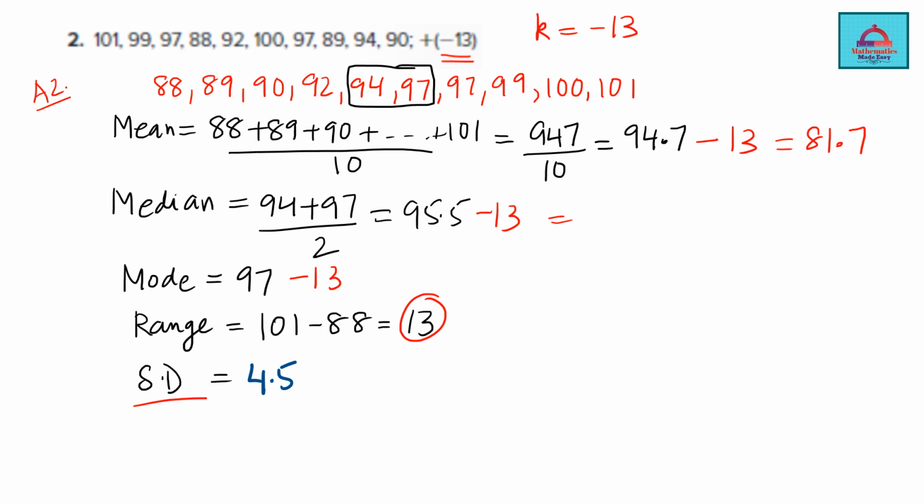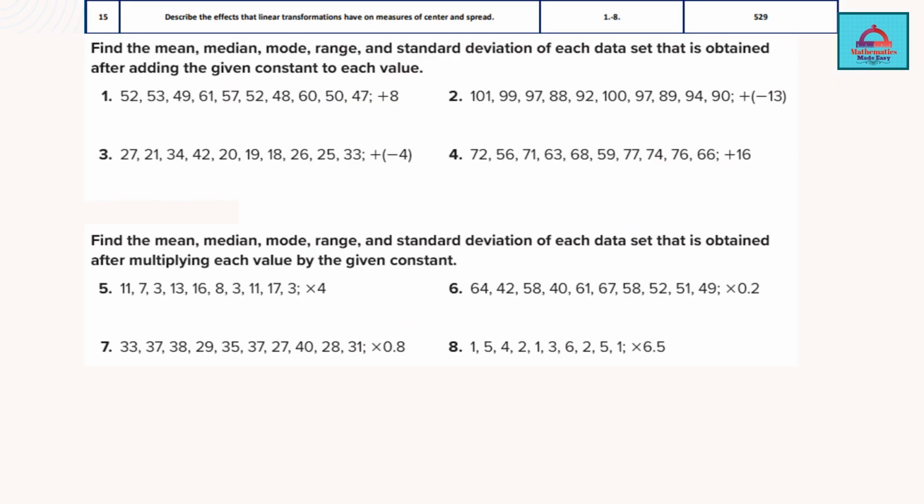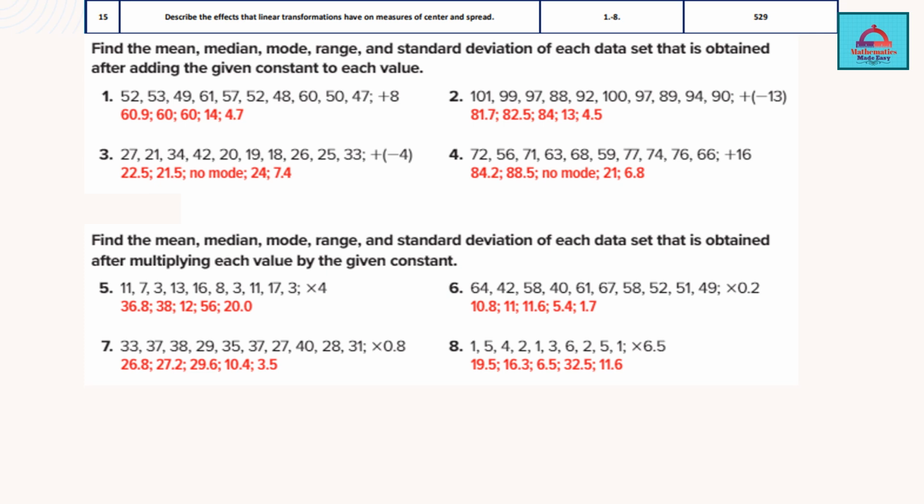95.5 minus 13, 82.5. 97 minus 13, 84. So let's check the answers now. So the questions on addition and multiplication, all the answers I have provided here. You can solve the questions and check your answer.